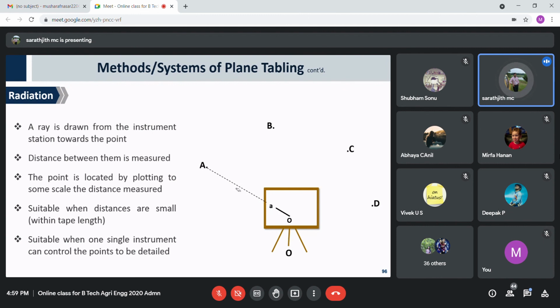Suppose that distance is 10 meters, that 10 meters corresponds to 2 centimeters on the drawing sheet, because 1 centimeter is equal to 5 meters. That is the scale you have chosen. So from O in this particular direction, if you go 2 centimeters, that is your point A. Is that clear? Yes, sir. So now you want to plot point B on the drawing sheet. How do you plot?